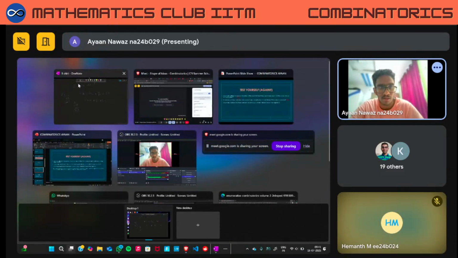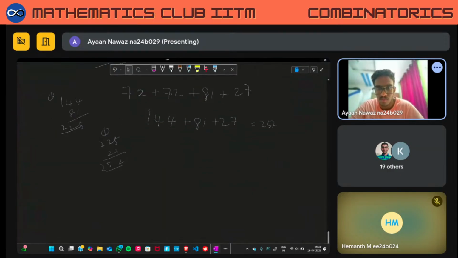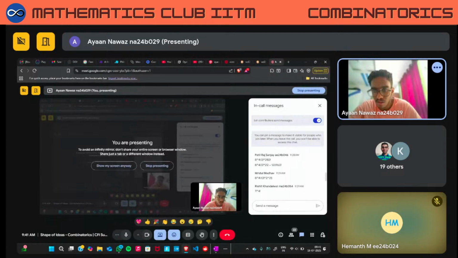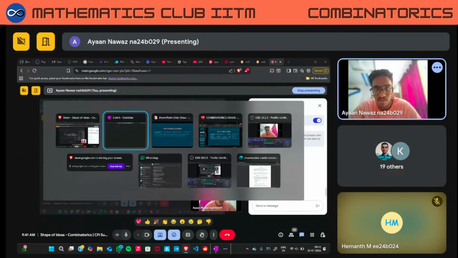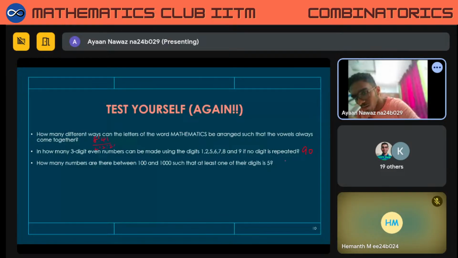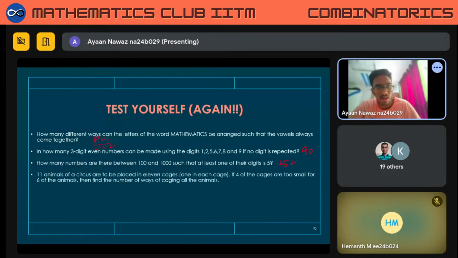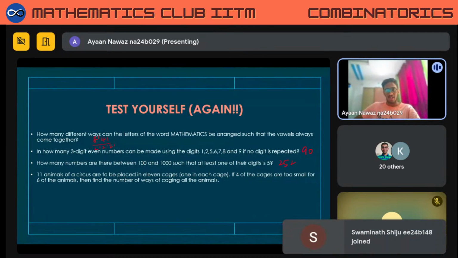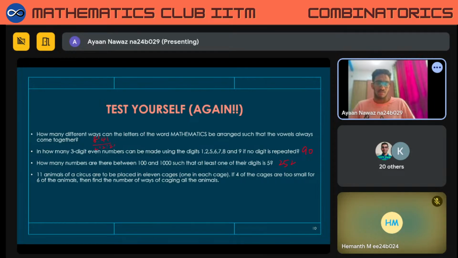Next. Okay. So this is 252. Right? The next one. 11 animals in a circus are to be placed in 11 cages. If 4 of the cages are too small for 6 of the animals, then find the number of ways of caging all the animals. I'll give you 5 minutes for this as well. This is a good question. You can try solving it.